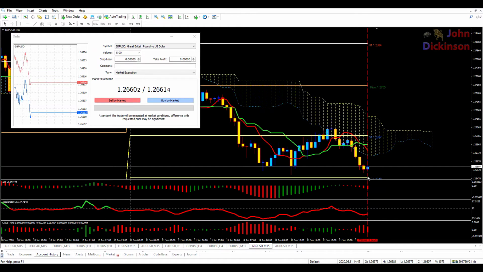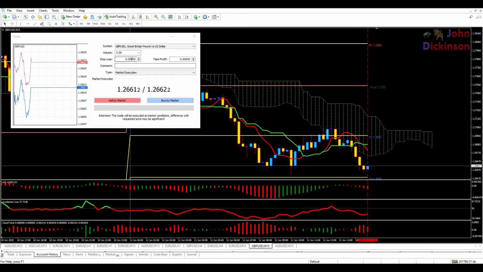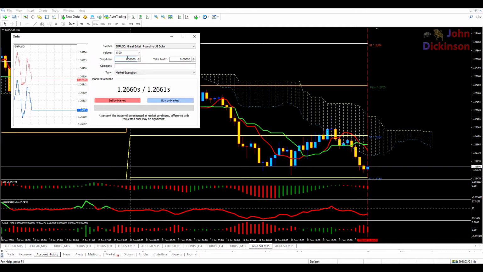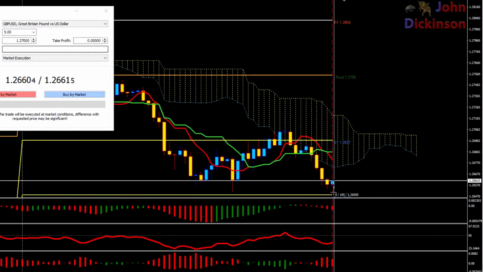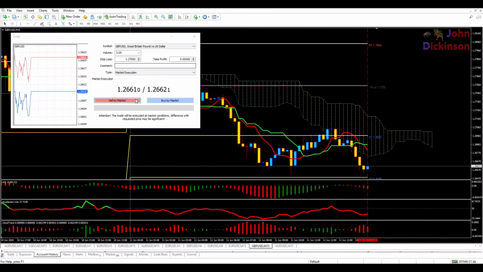I'm going to set my stop far away, but just above this closest support line here. And just to begin with, I'm going to target close to this resistance line. So bear with me a moment while I set my stop loss level. And there we go. I'm going to put my take profit just above this line here.